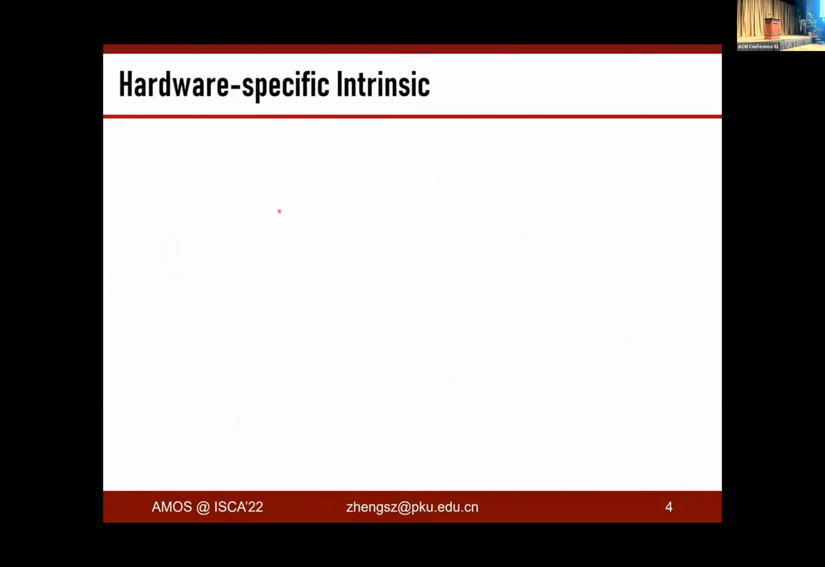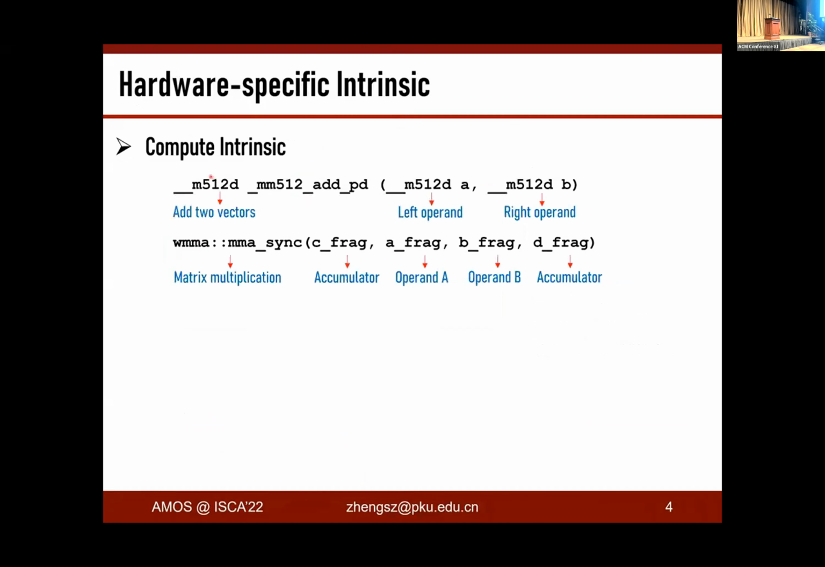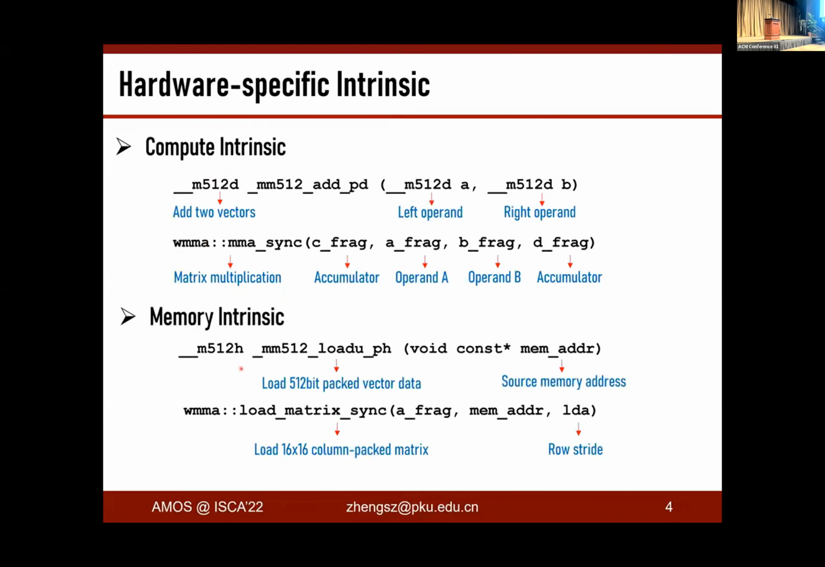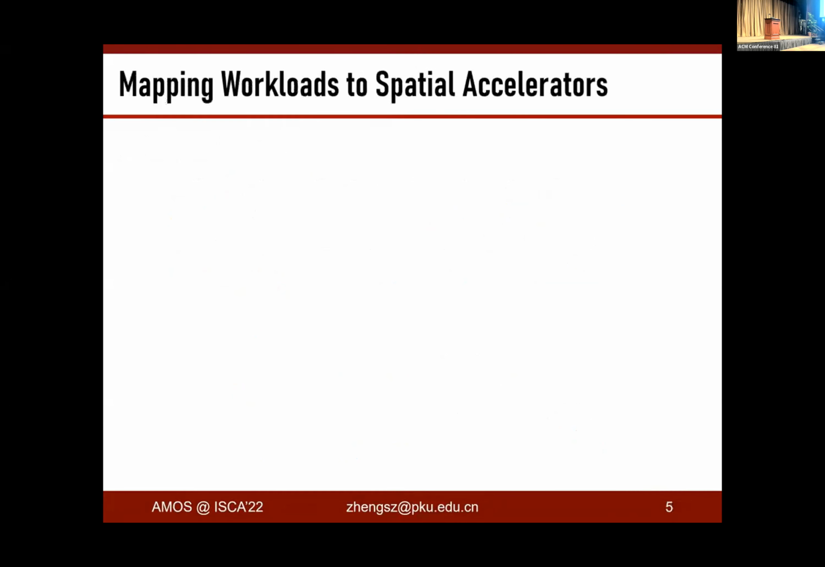To use the spatial accelerators, a special programming interface is required, which we call intrinsic. There are two types of intrinsic. The first is compute intrinsic. Compute intrinsic is used to perform a vector or matrix computation in a packed manner. And the second type is memory intrinsic, which is used to prepare the packed data for compute intrinsic.